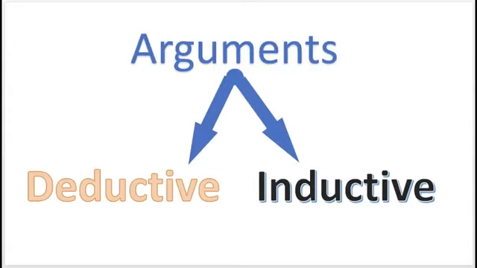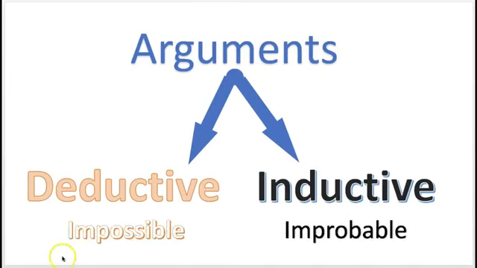Let's begin. Arguments are usually separated into deductive arguments and inductive arguments. Now, what does that mean? Well, a deductive argument is an argument in which the arguer claims that it is impossible for the argument to be false. So if the premises are true, then it is impossible for the conclusion not to be true.